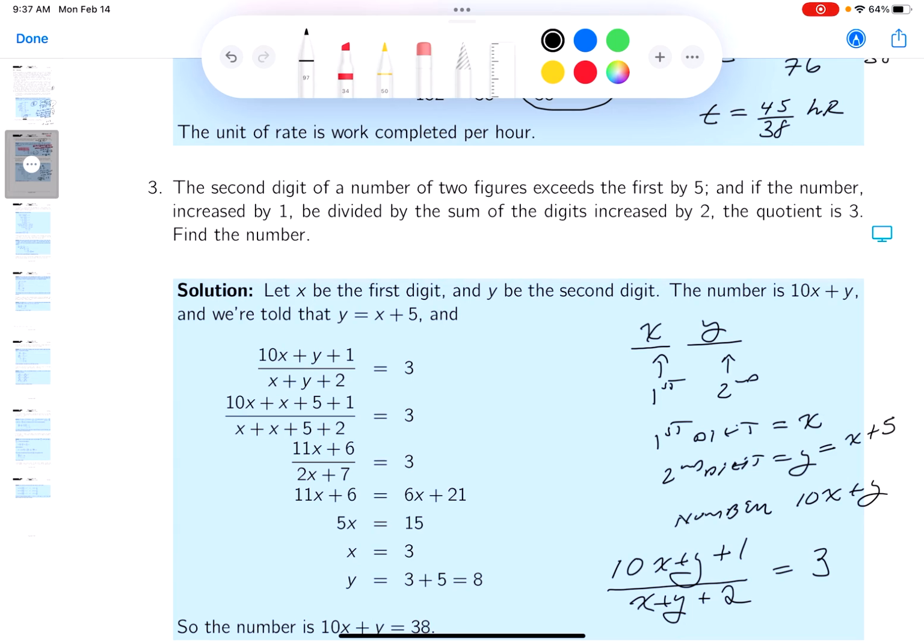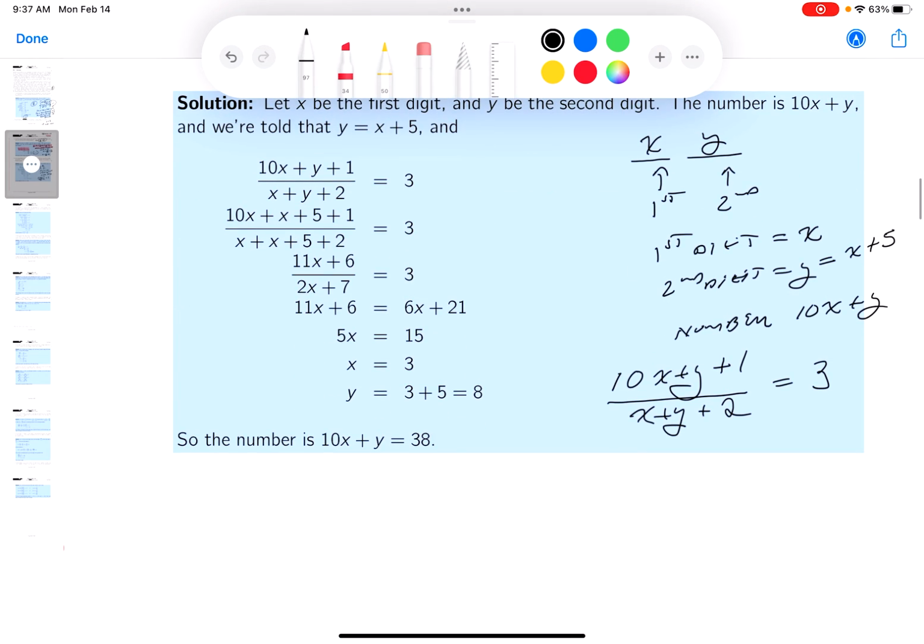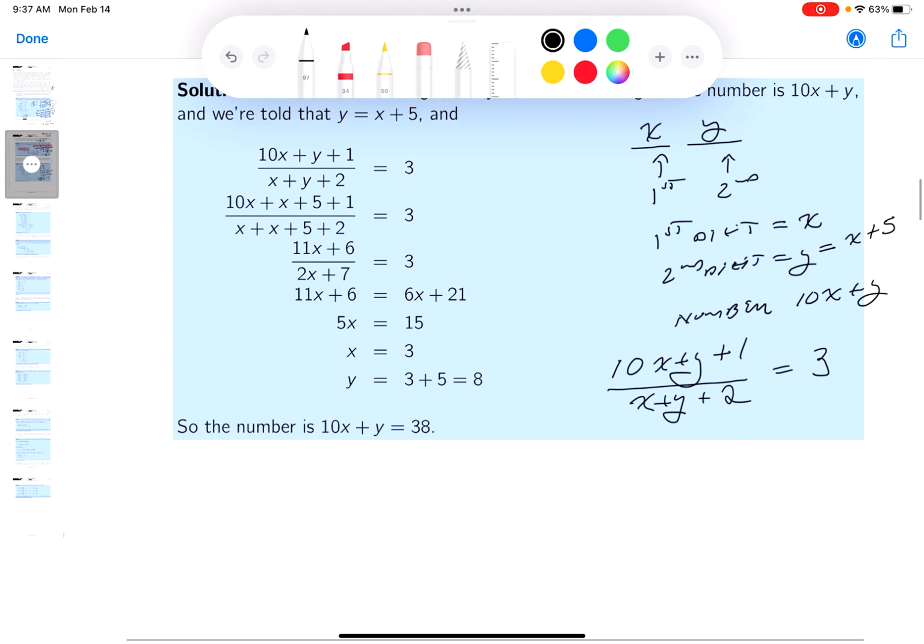So what I want to do now is talk about what I have and what I have to do. I kind of know what the number is. The number is 10X plus Y. The first digit I called X, the second digit I called Y. The second digit really is simply X plus 5. They told me about that. So now I've got to solve the equation.